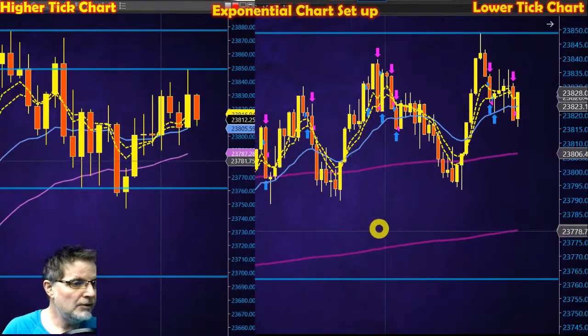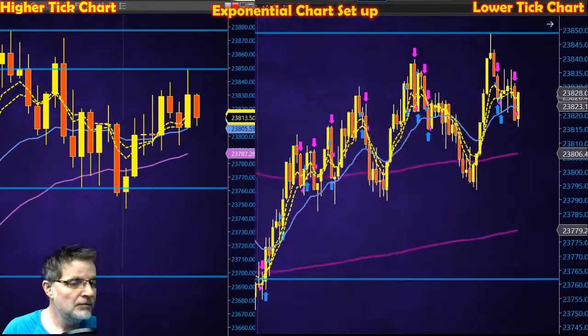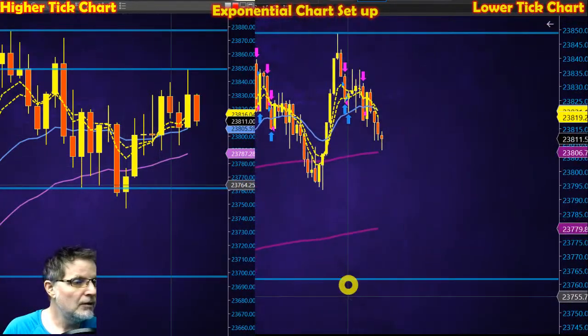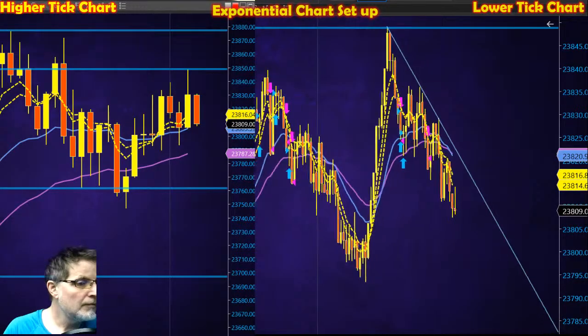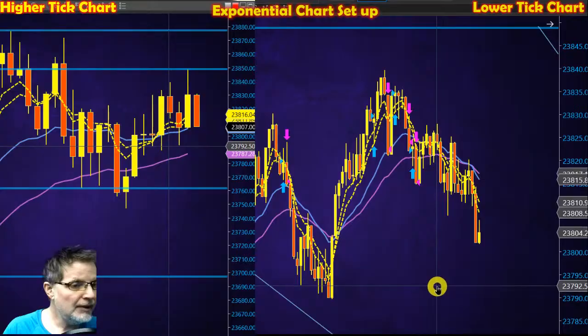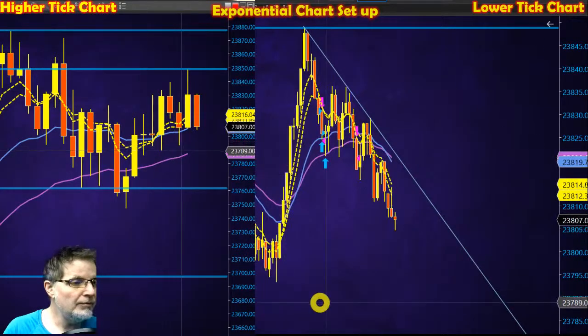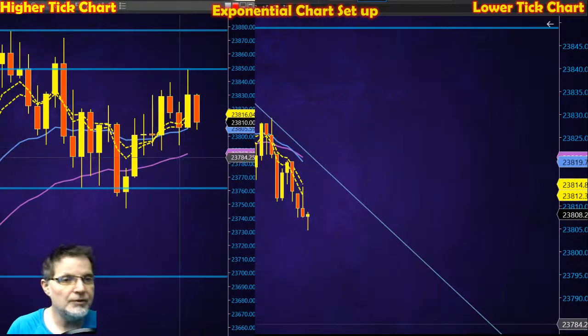Three-bar reversals. Let's go. That's what we got to switch to. Yep. They've been working four times so far. Let's see if it works this time.